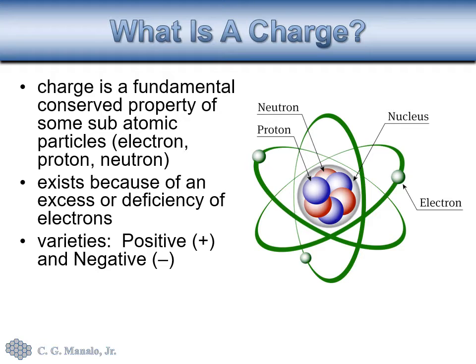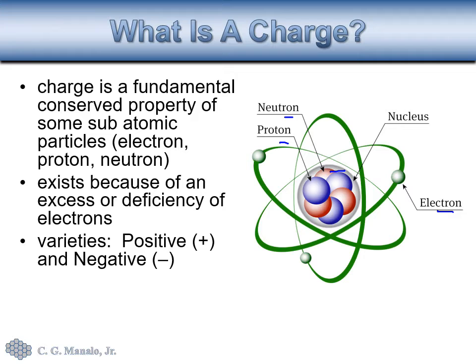In atomic theory, we know that an atom consists of subatomic particles. So we have the electron, the proton, and the neutron. Electrons possess a negative charge, while a proton possesses a positive charge. A neutron, while having a mass, has no net charge. Now, an object in its natural state can be a neutral object. That simply means that the amount of positive charge in the object is equal to the amount of negative charge in that object. So therefore, that object has no net charge.